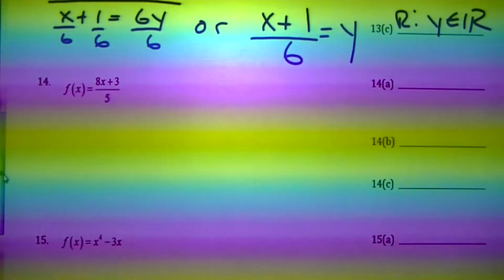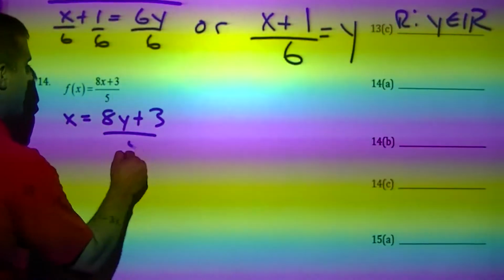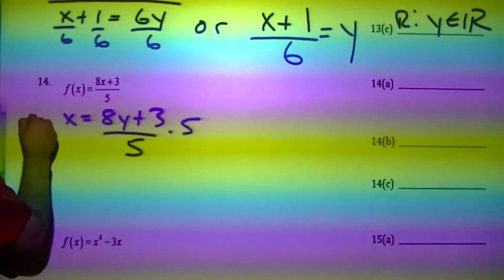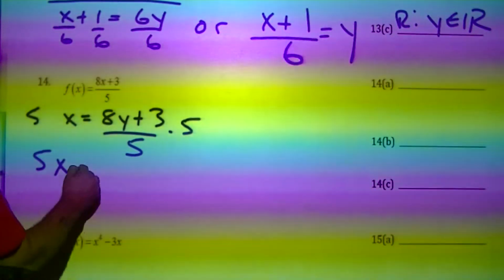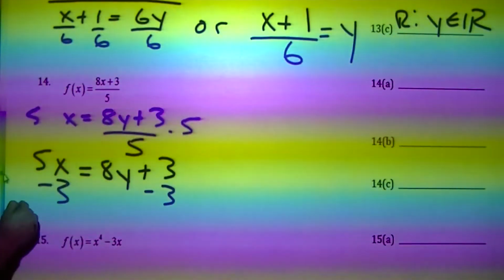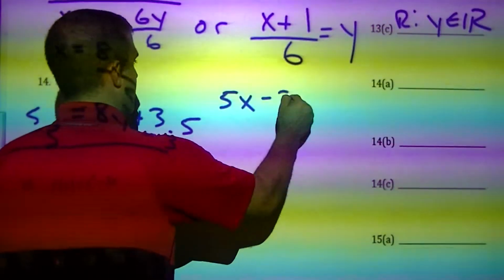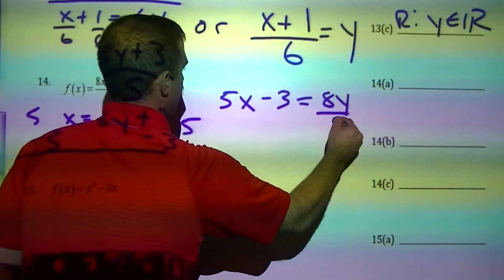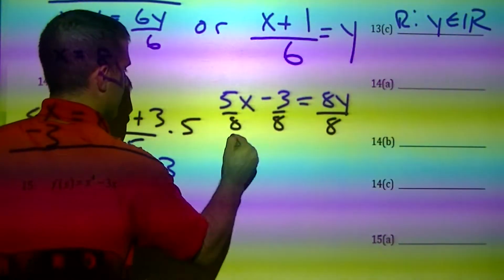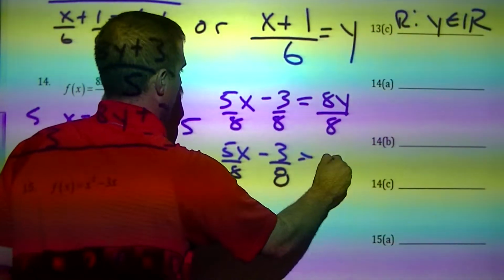Number 14. X equals 8y plus 3 over 5. Now this time I'd multiply by 5 on both sides. I get 5x equals 8y plus 3. I would subtract 3. I cannot combine those again. That's going to be 5x minus 3 equals 8y. And once again, I can divide each of these by 8. So that's going to be 5 over 8x minus 3 over 8 equals y.